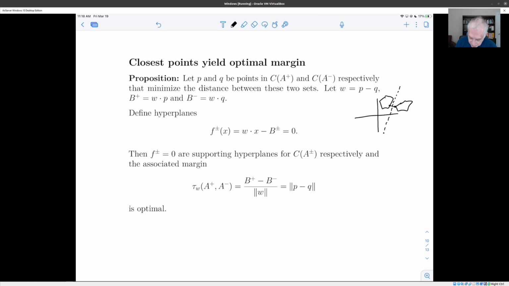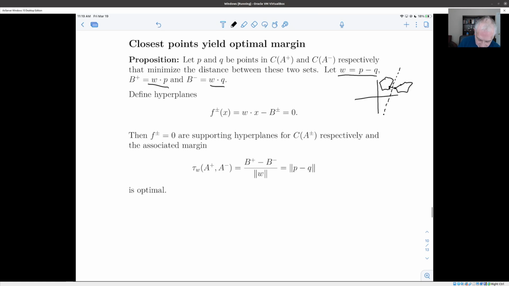What we know so far is that you can actually find these closest points, and that having found them, the vector that runs from P to Q is unique, even though the points themselves may not be unique because the two convex sets could have parallel sides. So let's pick two points, P and Q, in the positive and negative linearly separable sets, and assume they have the minimum distance. We let W be the vector which runs from P to Q, and we let B plus be W dot P and B minus be W dot Q, and consider the two hyperplanes F plus or minus of X, which is W dot X minus B plus or minus.